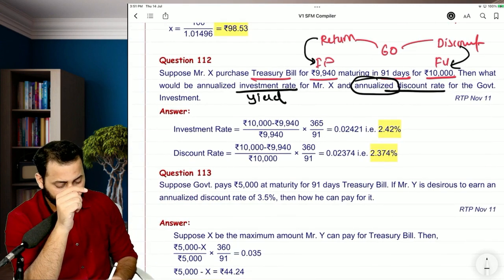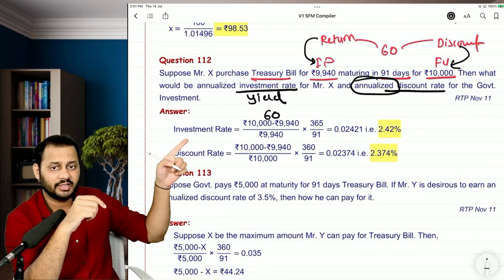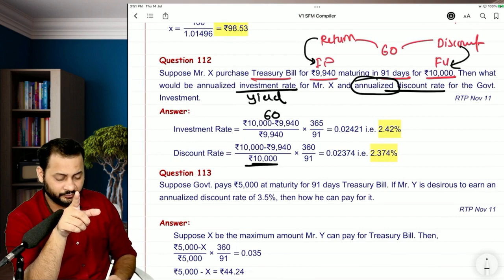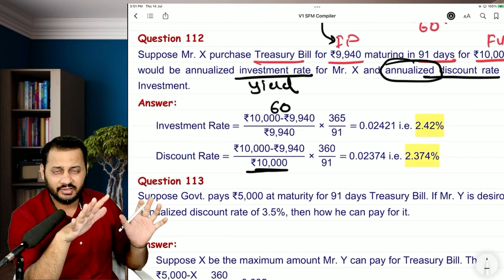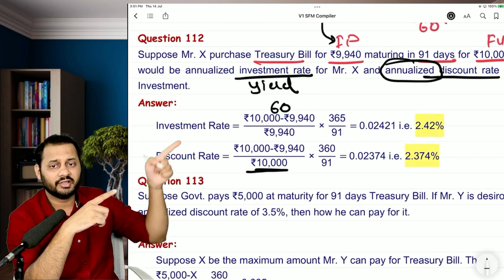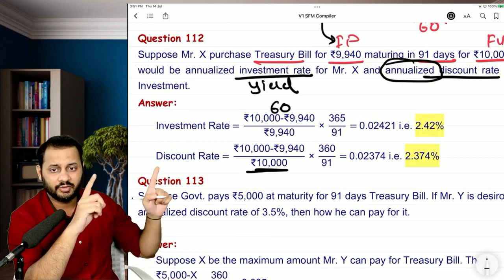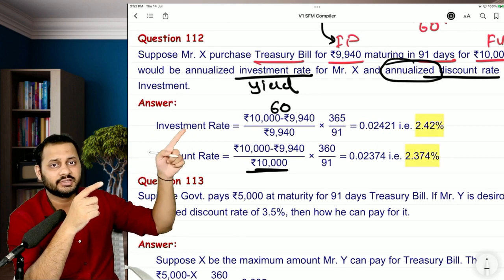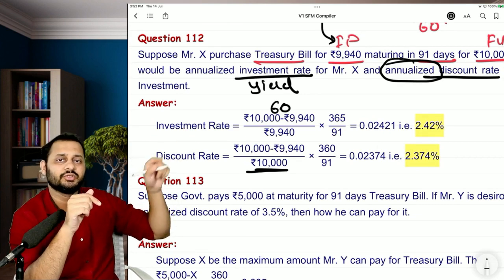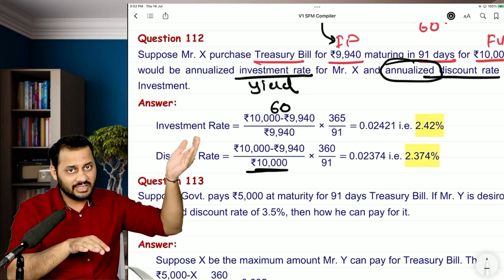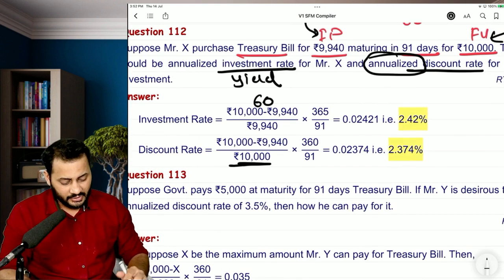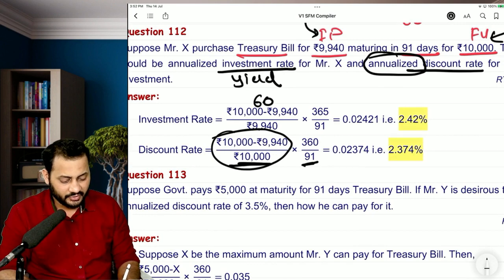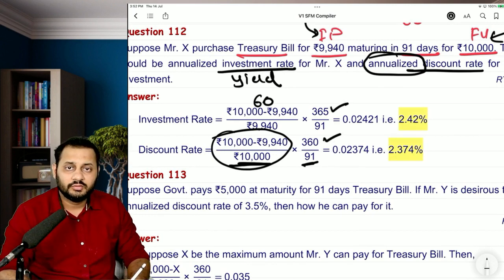Okay, this entire thing, 60 divided by 9940 investment, 60 divided by 10,000, you can clearly see discount. Now it is very clear to you why we are using a different denominator in both the cases, because discount is given on 10,000 and investment return is calculated on the investment, that is 9940. So return goes like this and discount goes like this. Okay, then this entire 60 rupees was for 91 days. We converted it into a per annum basis.